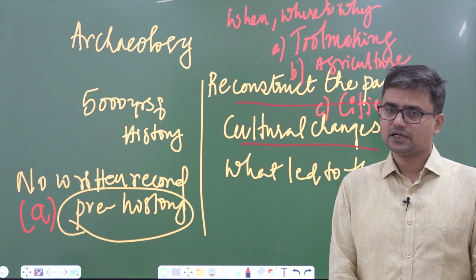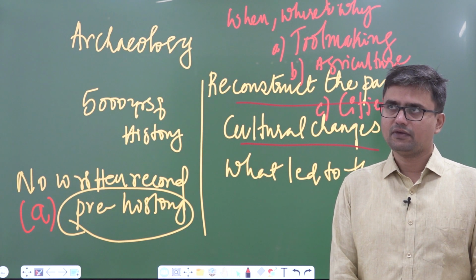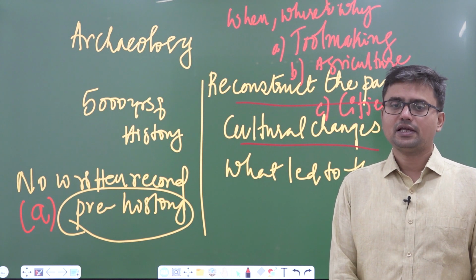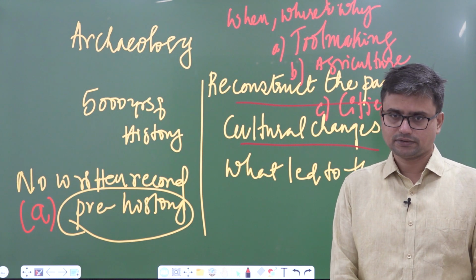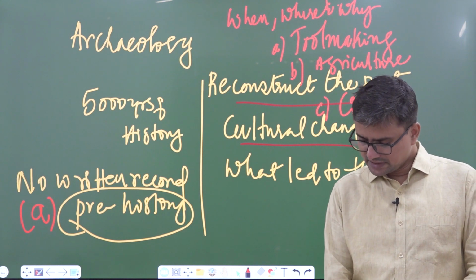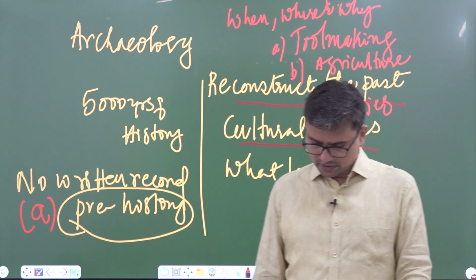And for this purpose, for identifying when, where and how tool making started, when, where and why agriculture started, when, where and why we can see the emergence of cities, these archaeological anthropologists or the archaeologists, they take the assistance from other disciplines. How?